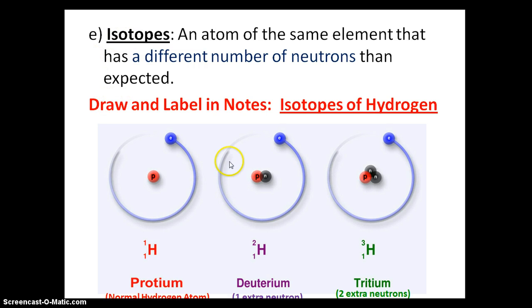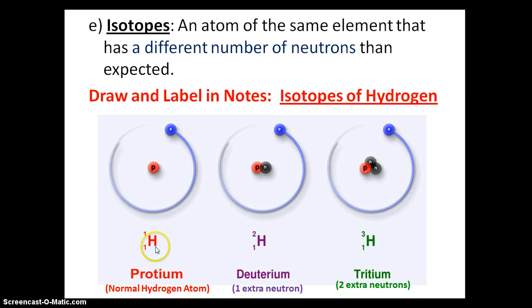There are 3. The first one is called protium. It has 1 proton, and this is a normal hydrogen atom, and 1 electron. Okay, because they're the same number. But there's no neutrons here. Okay, nothing here.